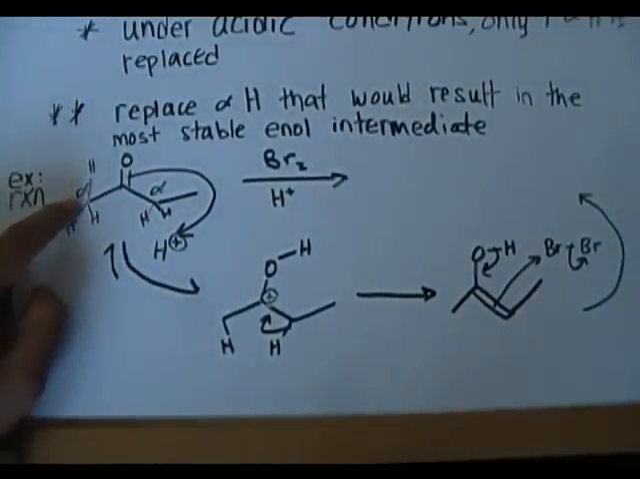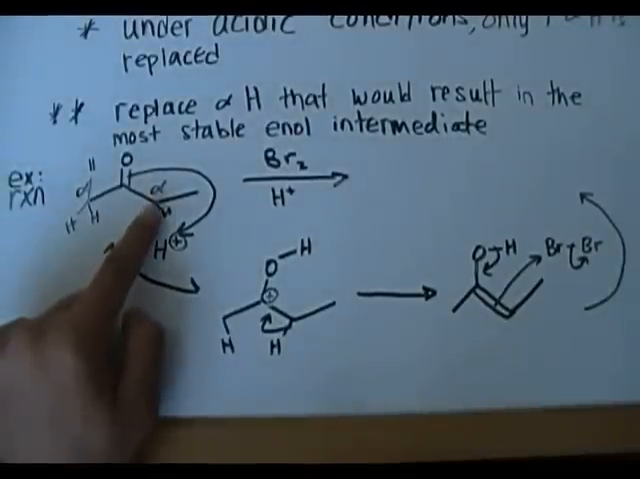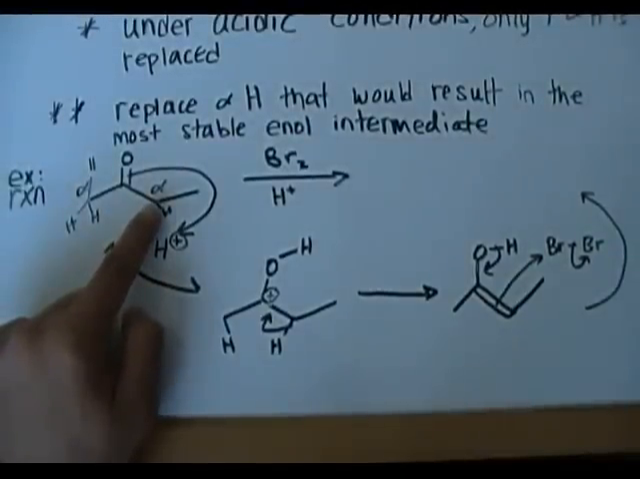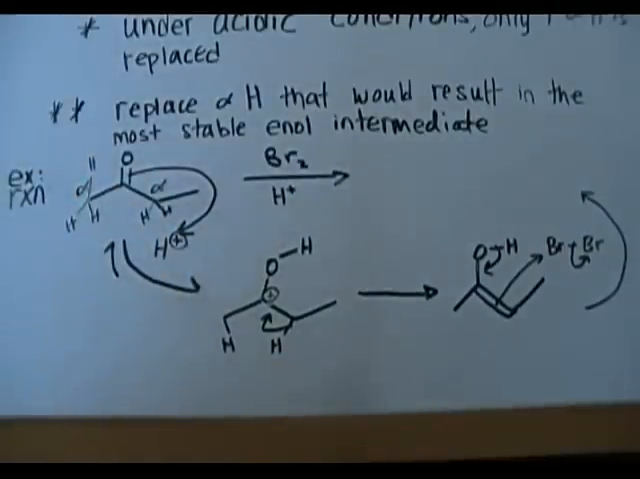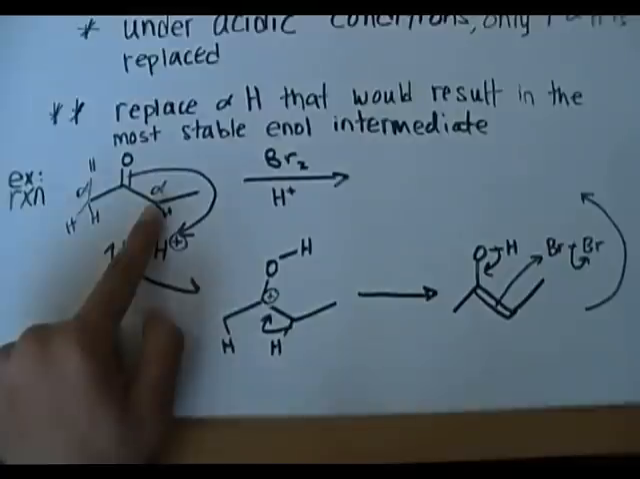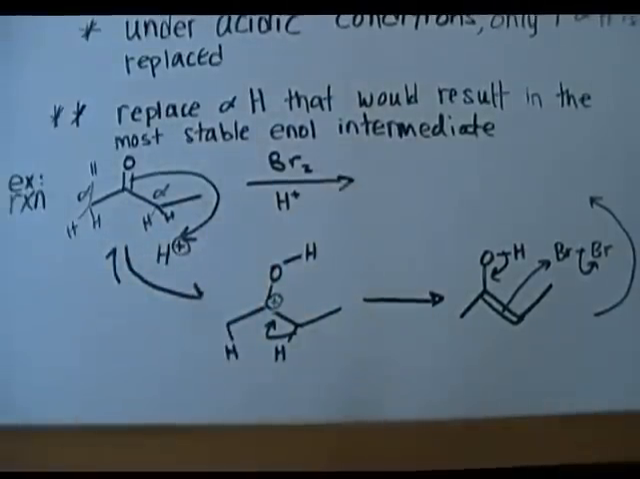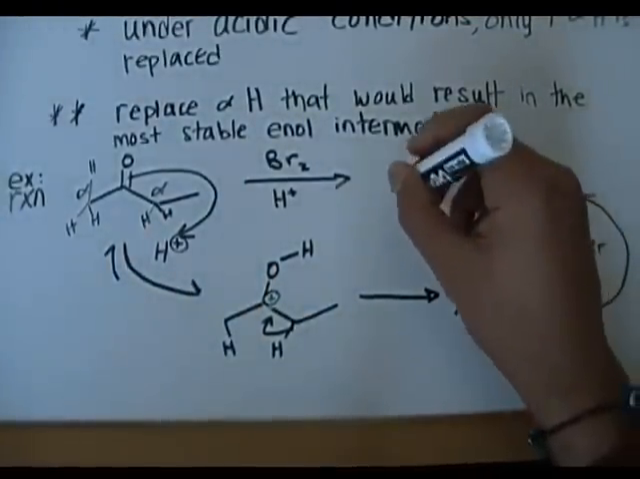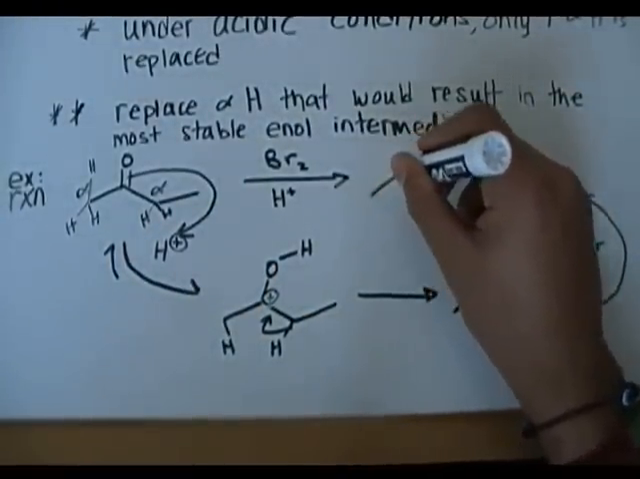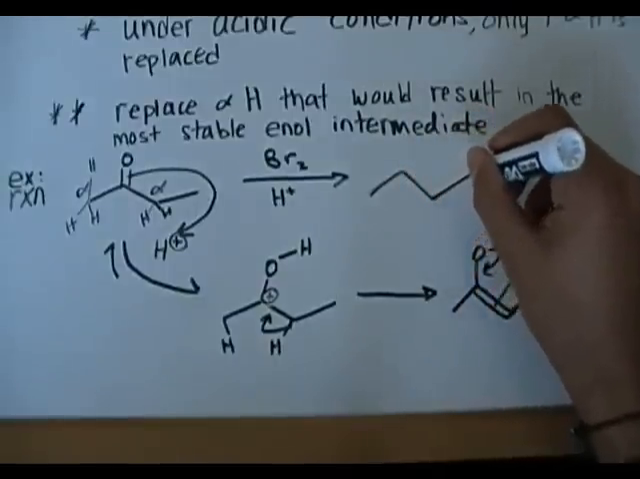Now again, these are your alpha carbons here. This alpha carbon is a primary alpha carbon. This alpha carbon here is a secondary alpha carbon, right? It has two carbon groups attached to it. So the most substituted alpha carbon is this one here. We're going to replace the H that's attached to it with the bromine. So our product is going to look like this.